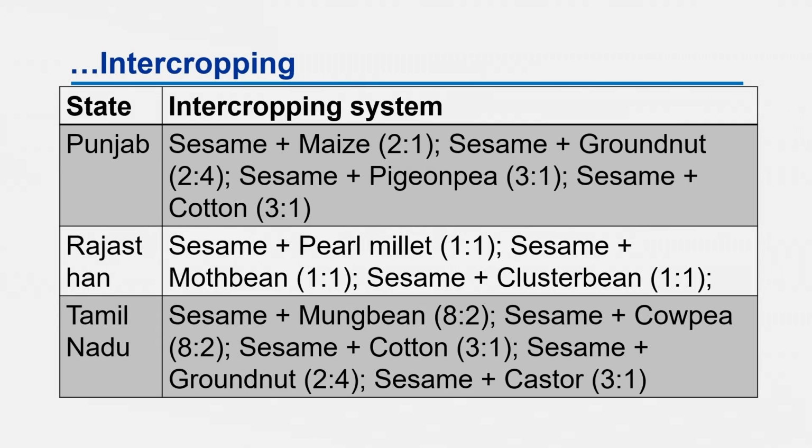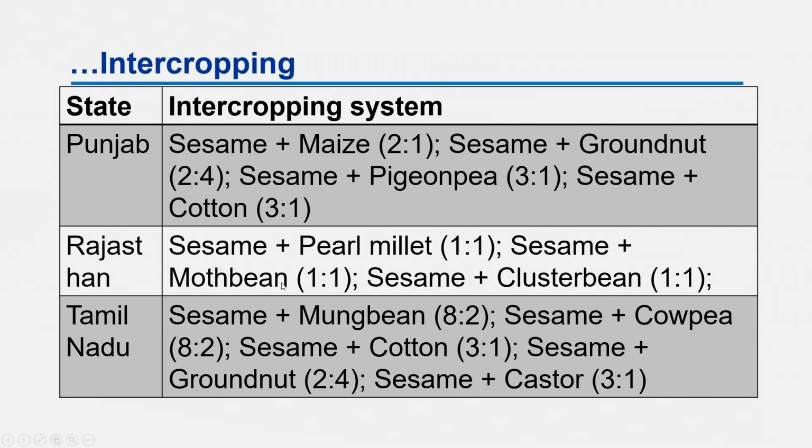Now see the case of Punjab. In Punjab, sesame plus maize 2:1, sesame plus groundnut 2:4, sesame plus pigeon pea 3:1, sesame plus cotton 3:1. So you can see in Punjab there are a number of crops where it can be intercropped, like maize, groundnut, pigeon pea and also cotton. In Rajasthan it can be intercropped in pearl millet, cluster bean and moth bean also.